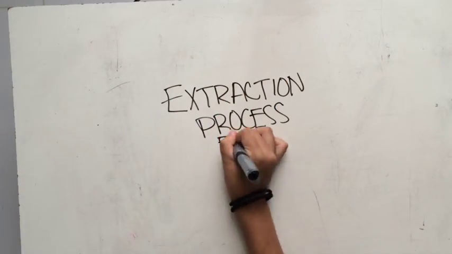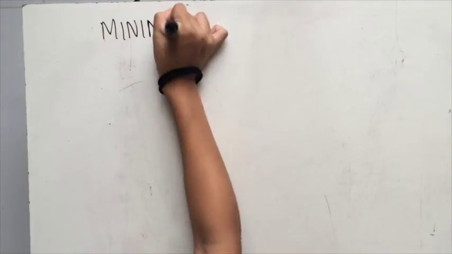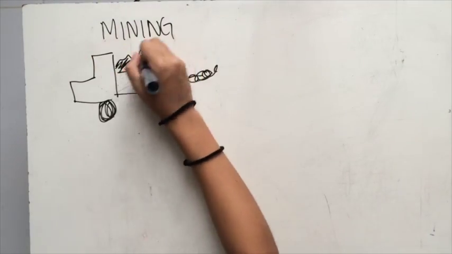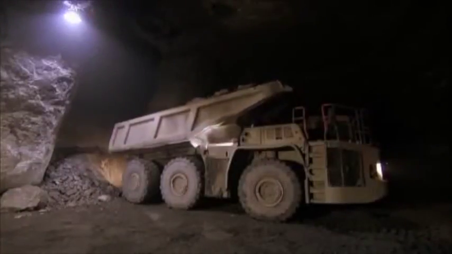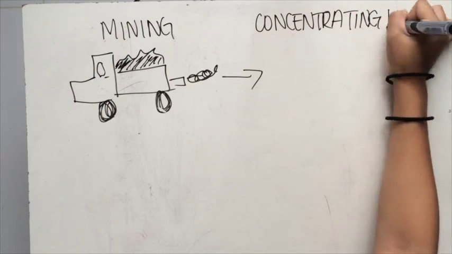The extraction process of the lead. First, the lead ore must be mined from the Earth's crust. They drill rocks from deep tunnels using heavy machinery and blasting with dynamites. These ores are loaded onto trucks to be sent to the concentrating mills.